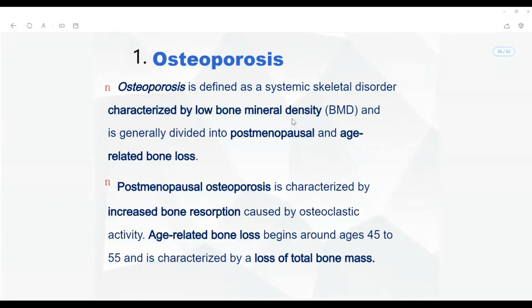It is characterized by increased bone resorption, which means there is increased osteoclastic activity, right? Increased osteoclastic activity causes increased bone resorption, which means there is loss of trabeculae. Age-related bone loss generally starts around the ages of 45 to 55, and slowly it reduces the total bone mass. Now, you have to understand a small concept here.